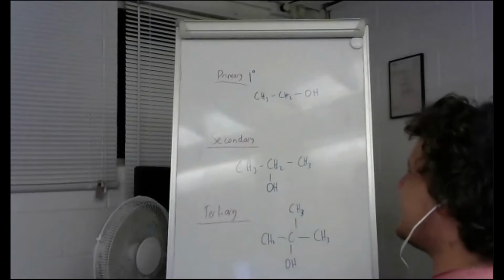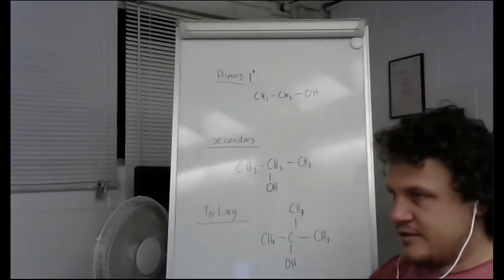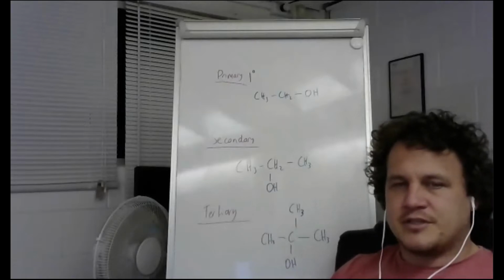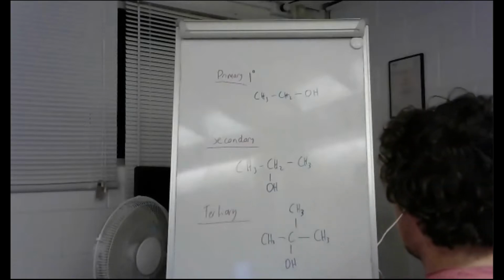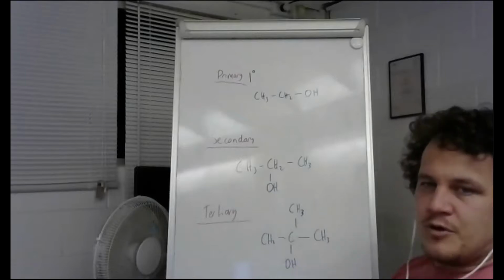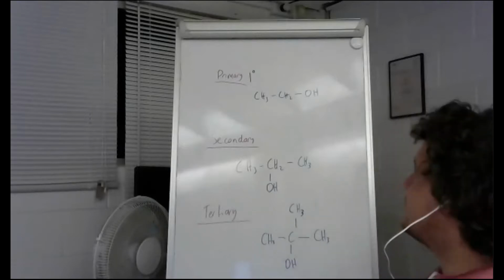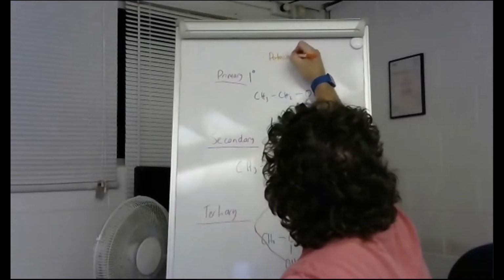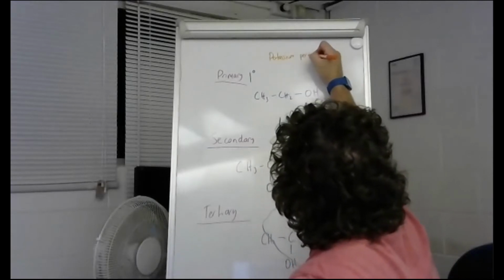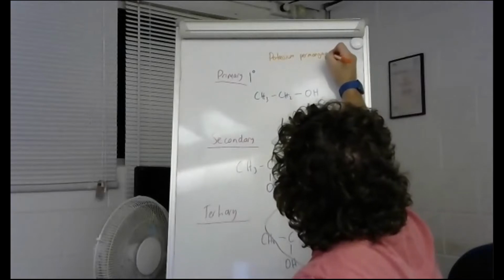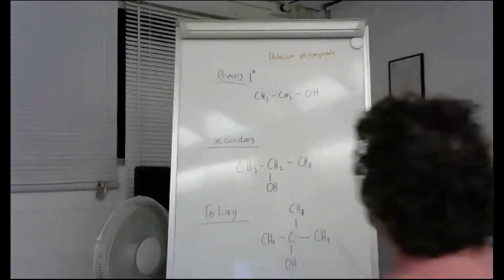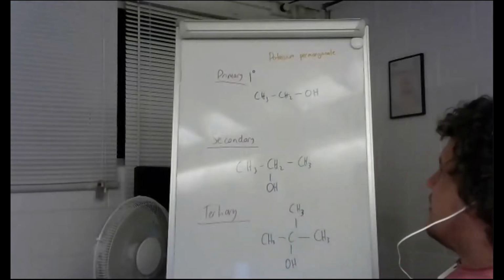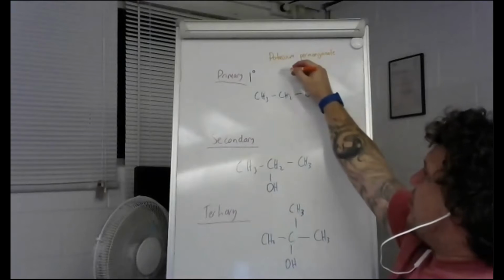Now we can test for this. I don't know if they're still doing it anymore. They did it in 2019. Obviously didn't do it last year because of COVID. But you can do a test. A molecule called potassium permanganate. Potassium permanganate is an oxidizing agent.